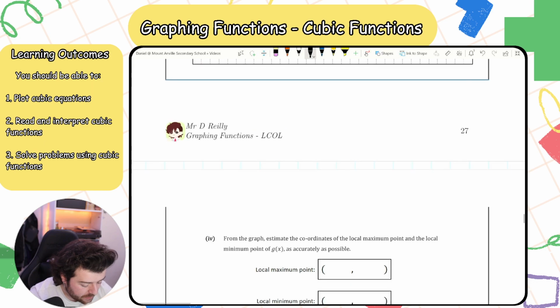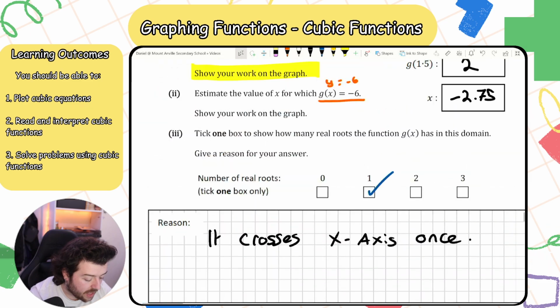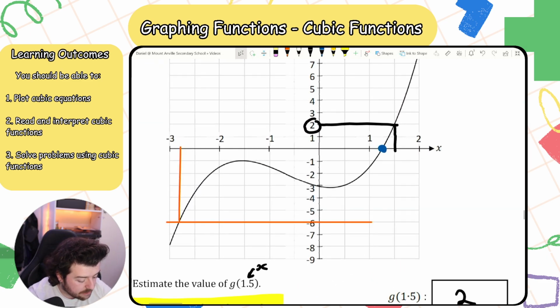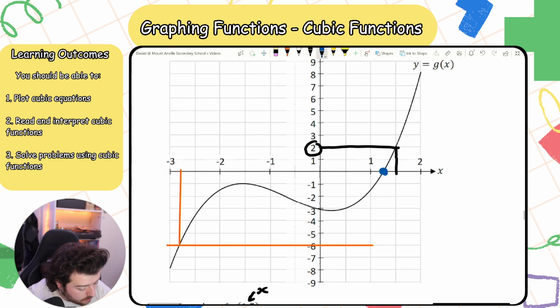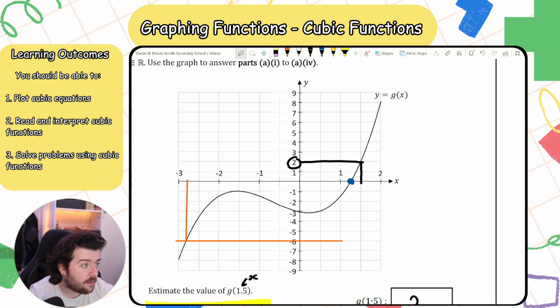Right, then finally from the graph, estimate the coordinates of the local maximum and the local minimum point. So I need to find my local maximum and local minimum. That just means the turning points here, I'm pretty sure. Let me just double check. So they're looking for the maximum and minimum turning points. So that's going to be this value here and this value. So let's look at these now and see.